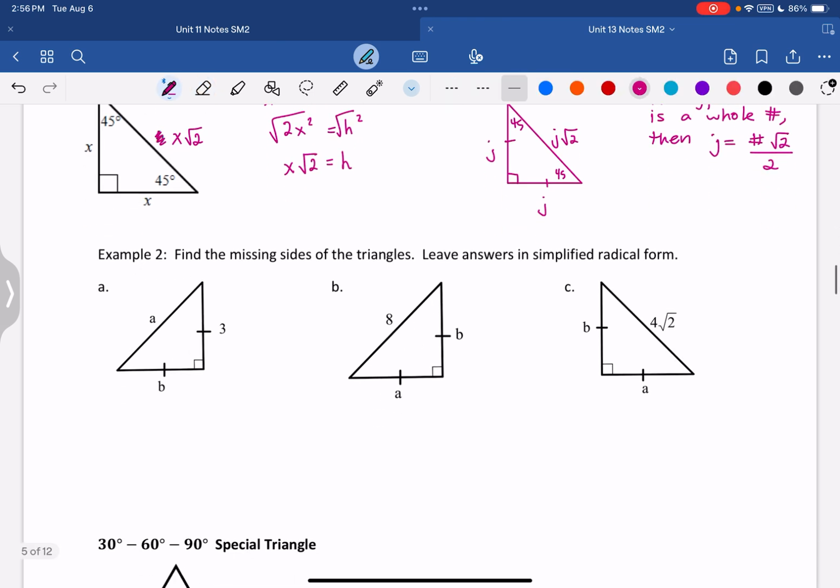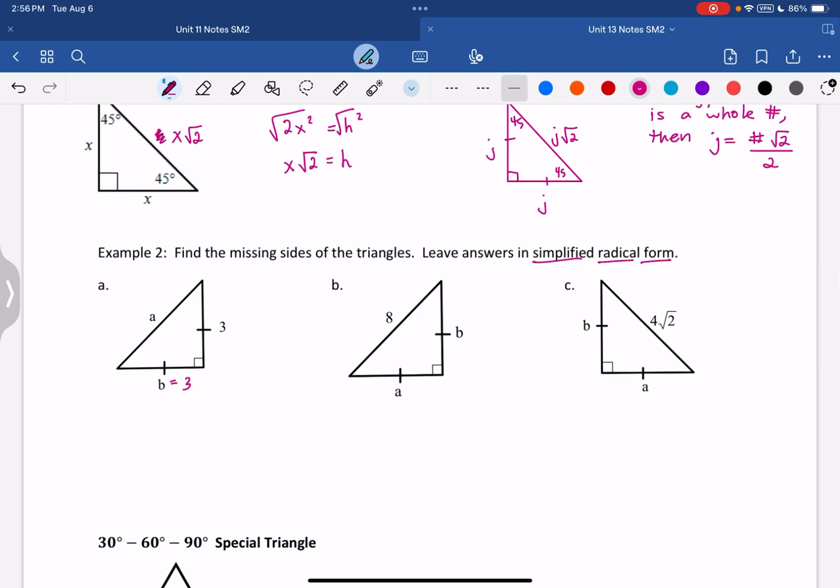All right, so here it says find the missing sides of the triangles. Leave your answers in simplified radical form. Okay, so here the sides are marked, so I know this is a right isosceles triangle, so it's a 45, 45, 90. If I know one leg, I know the other leg. If I know the legs, I know the hypotenuse is just the leg times the square root of 2. Okay, so A is equal to 3 square roots of 2, and B is just equal to 3.